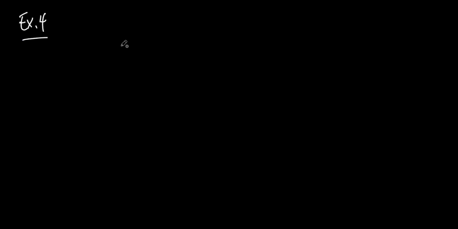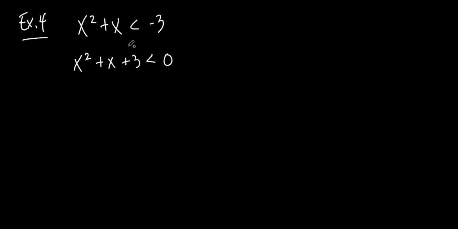It looks pretty much like what we did before, but the answer is going to look kind of weird. All right. So first of all, look at this. There's no 0 there. So what are you going to do? You're going to put this on the left-hand side, put a 0 there, right? So add a 3 to both sides. So x squared plus x plus 3 is less than 0. That's the first thing you do, okay?